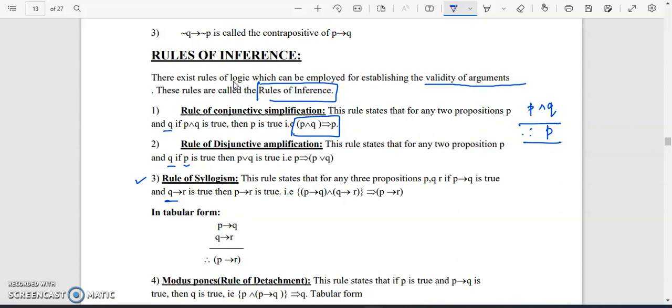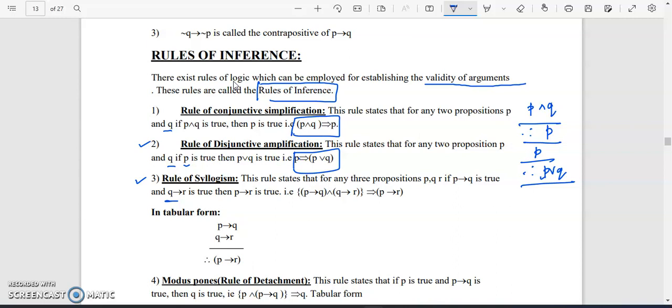And then the second rule of inference is the rule of disjunctive amplification. This rule says when P is true, P or Q is also true. That also is true. Why? Because here we have OR, so one of the inputs is true, so definitely P or Q will also be true. That means if P is true, therefore P or Q is true.